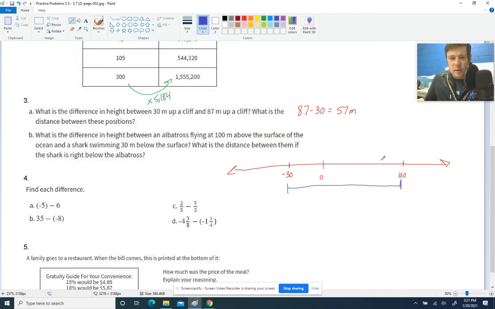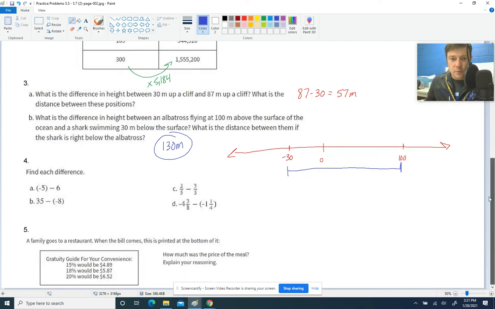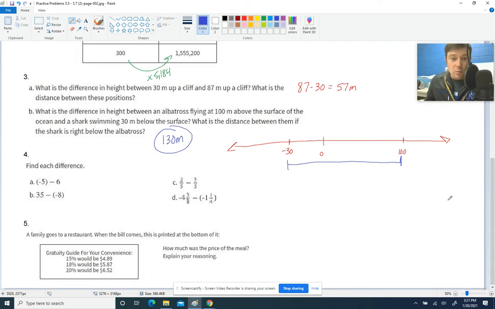And looking at the number line, it's easy to see that the difference and the distance is both equal to 130 meters, right? I like the number line for the word problems a lot of the times, but you don't always have to. You could have just done 100 minus negative 30. And 100 minus negative 30 is the same as 100 plus 30, which is why we got 130 meters. So that's the distance.